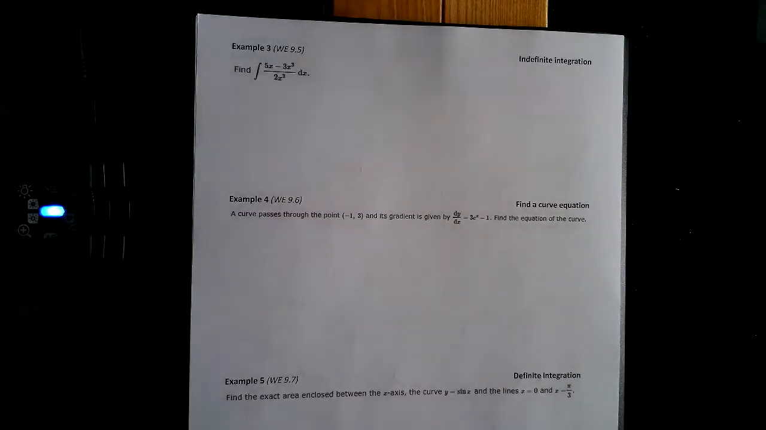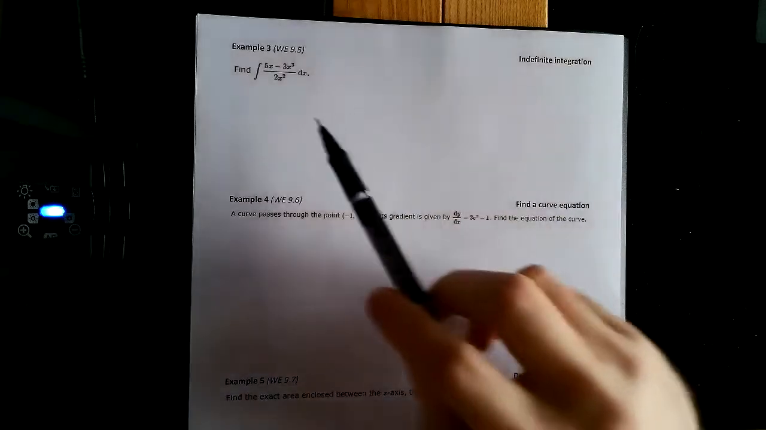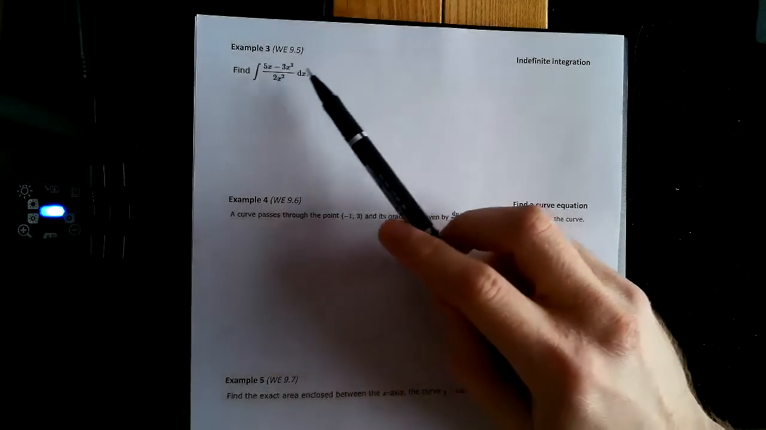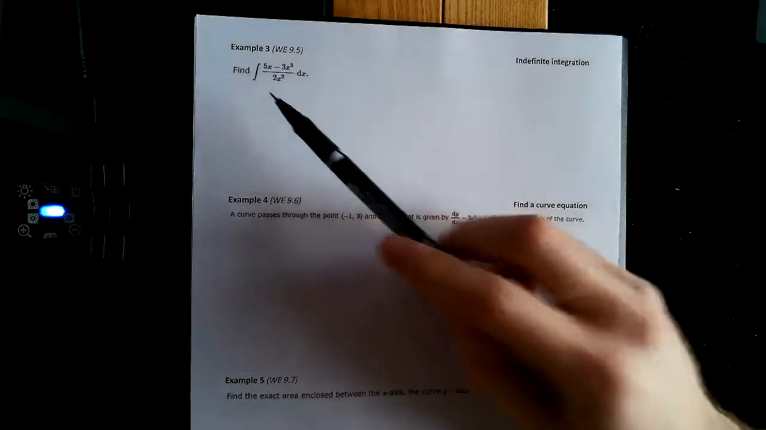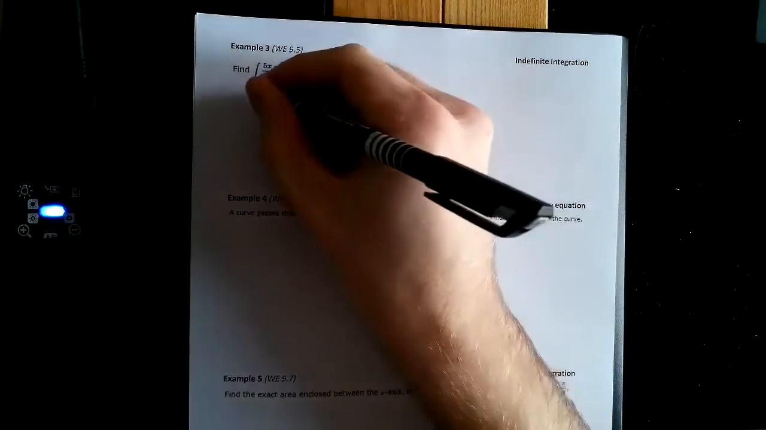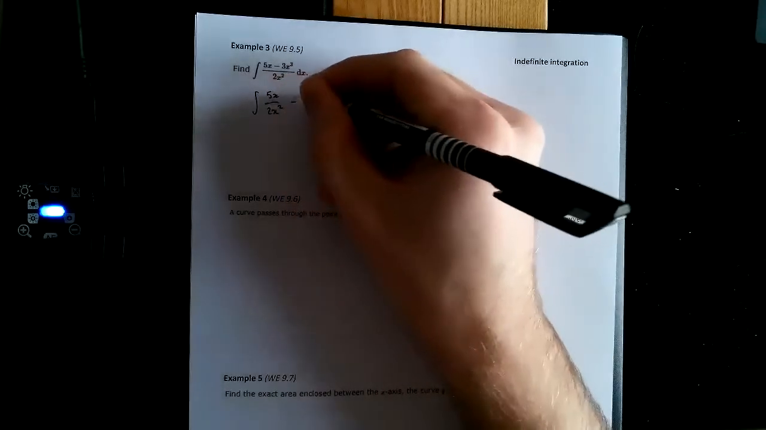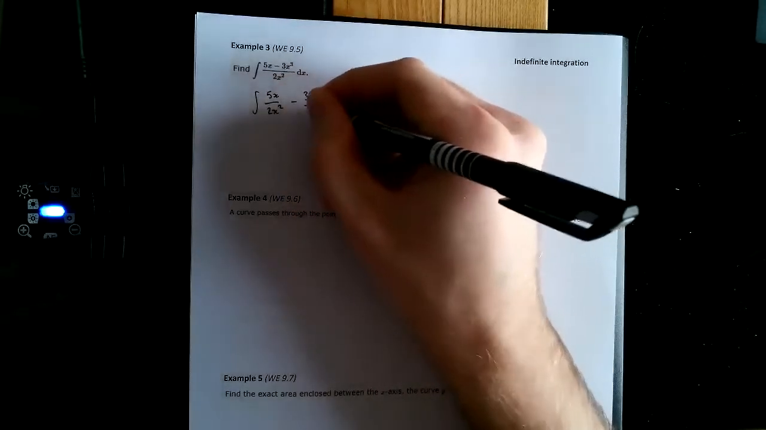Okay. The next one, which is going to have fewer mistakes, is about integration, using our new ideas. Again, if you want to press pause, you can write these out, or use your booklet to print them out, whatever is easiest. So the first one, we're going to integrate something like this. The first thing we have to do is separate the fraction up. So I'm going to rewrite it as 5x over 2x squared minus 3x cubed over 2x squared.